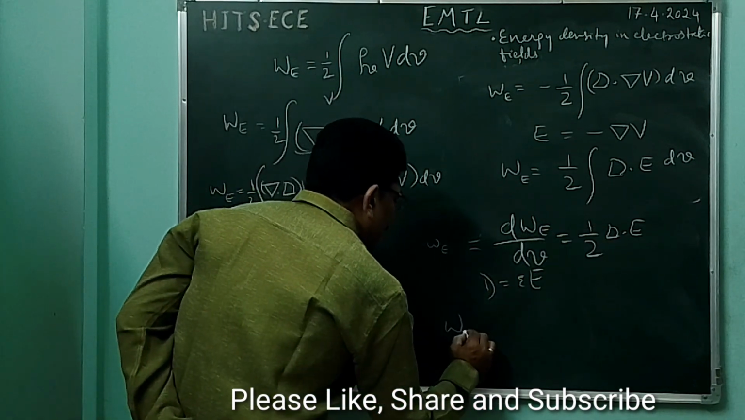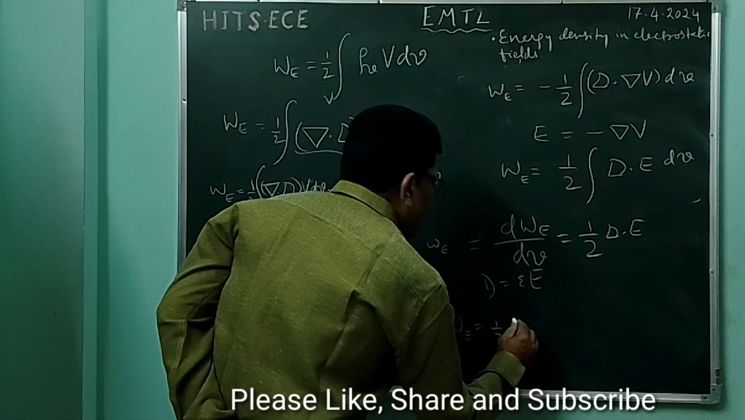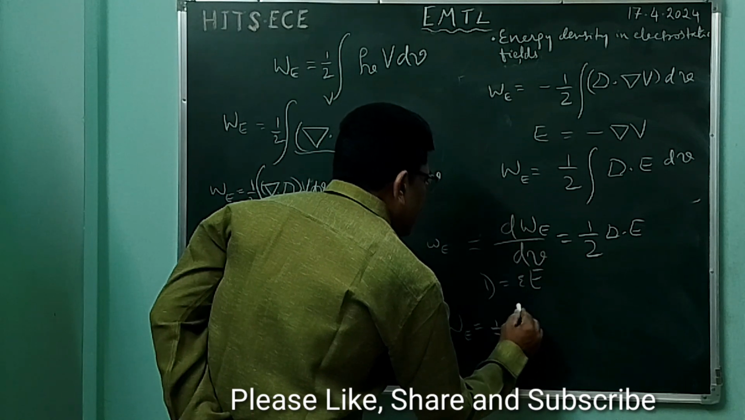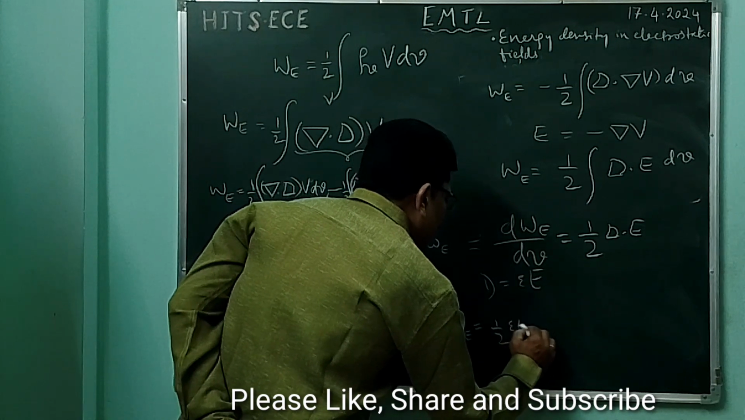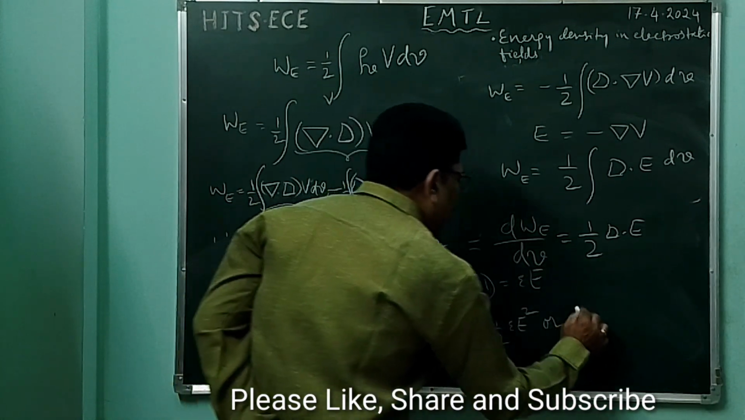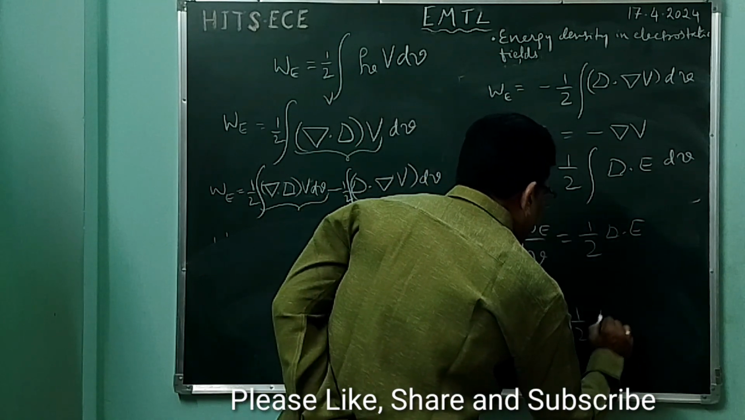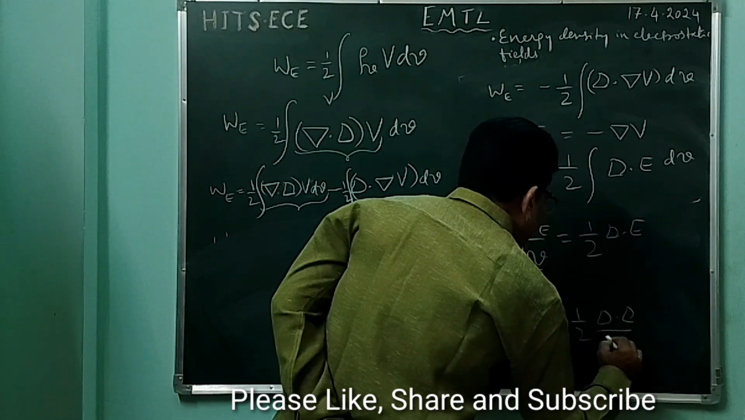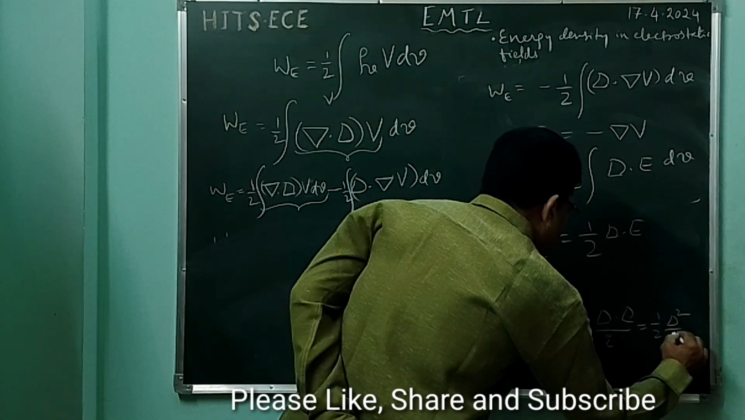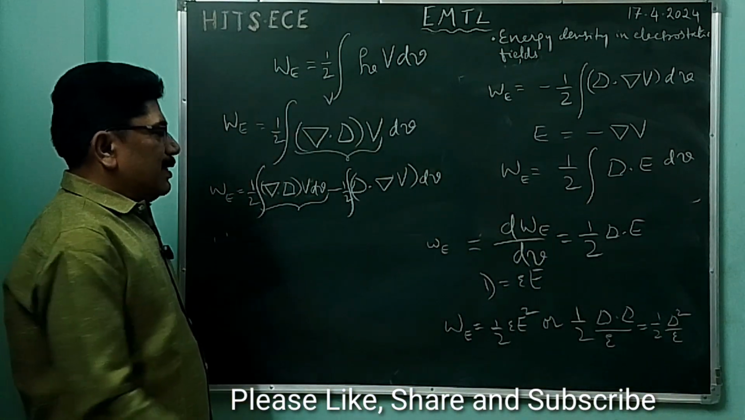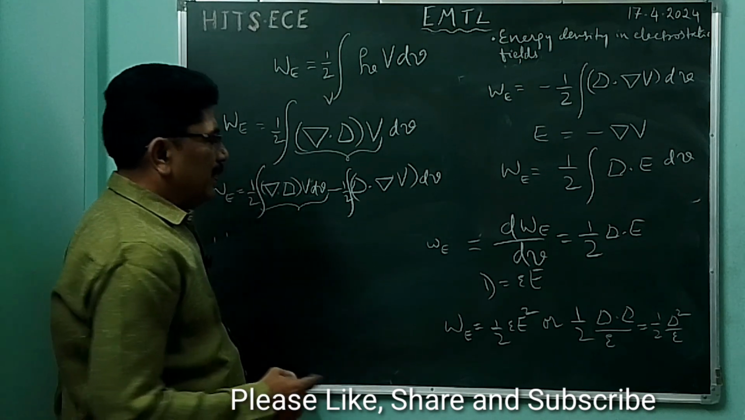So this energy density is equal to 1 by 2 D E, and D is equal to epsilon E, so we will get 1 by 2 epsilon E square. Or, E is equal to D by epsilon, so D into D by epsilon, which is equal to 1 by 2 D square by epsilon. So this is the total energy density, that is the total work done per unit volume.